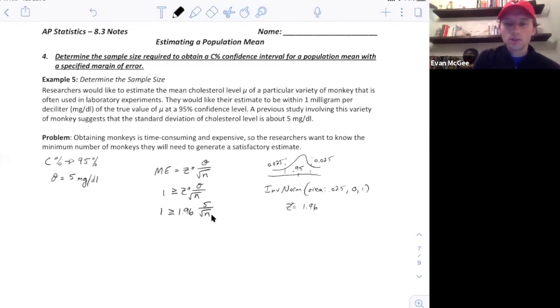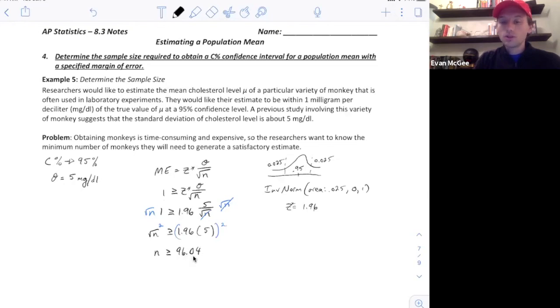Now I will use algebra and solve for n, and that will tell us our sample size. So divide both sides by the square root of n to cancel the square root of n on this side, and then when we get it over here isolated, we're going to square both sides, and we get n has to be greater than or equal to 96.04, which means to have a margin of error that's guaranteed to give us at least 1, we have to have 96.04.